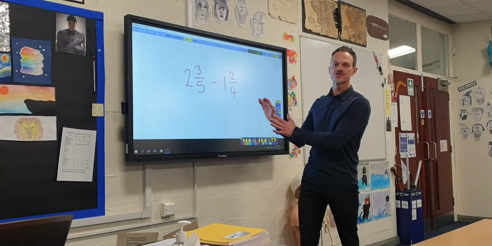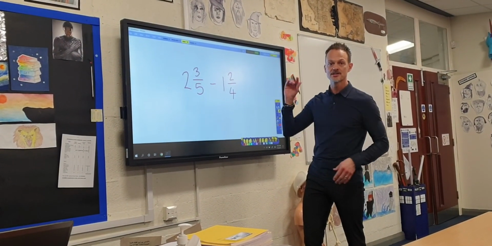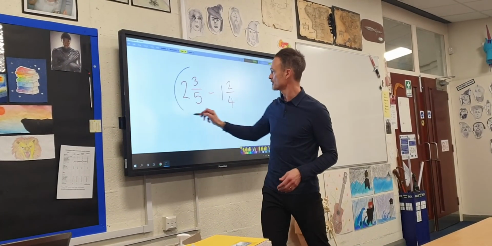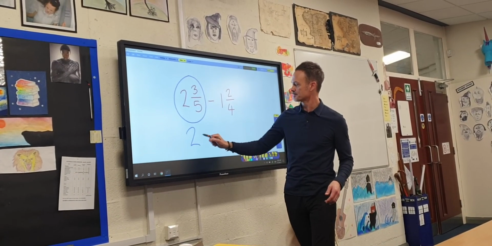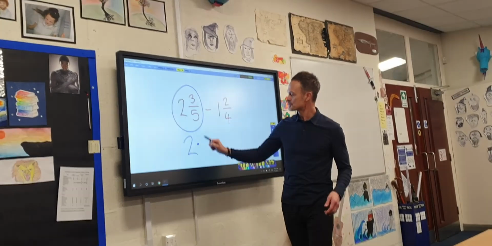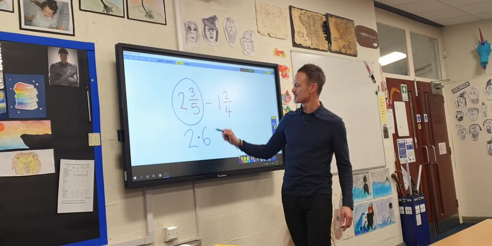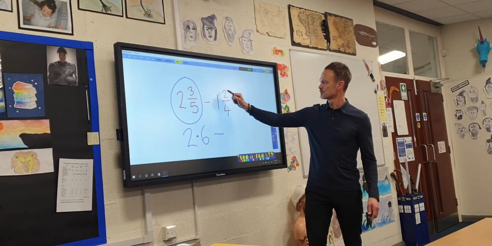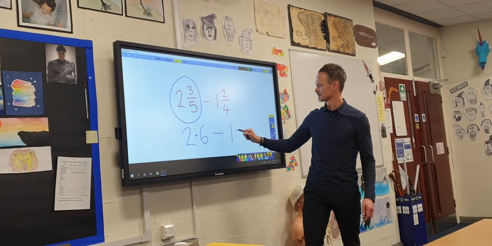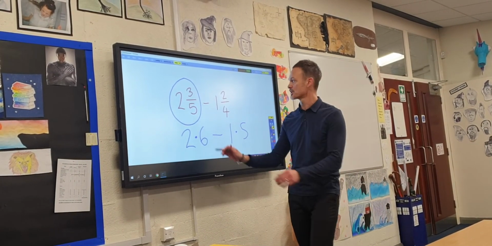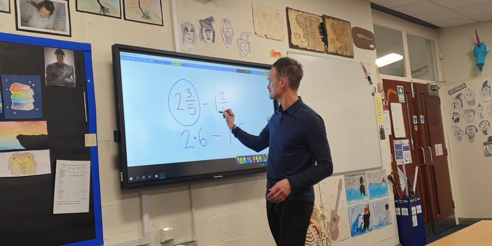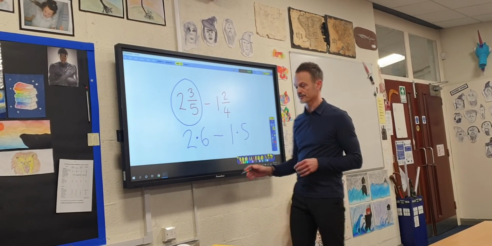This one, we're not going to do the whole answer, but I am going to get Noah in because I know his mind is very quick with this. Noah, what can I convert that to? Into a decimal. Right, so that would be 2 and point 6. 2.6 because it would be 6 over 10, and that as a decimal, 1.5. 2.6 take 1.5 is a lot easier than converting our bottom numbers and changing everything.